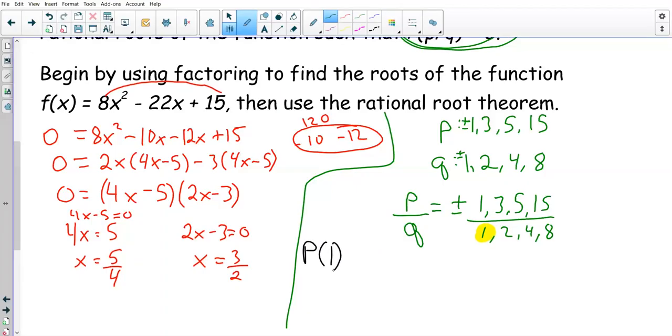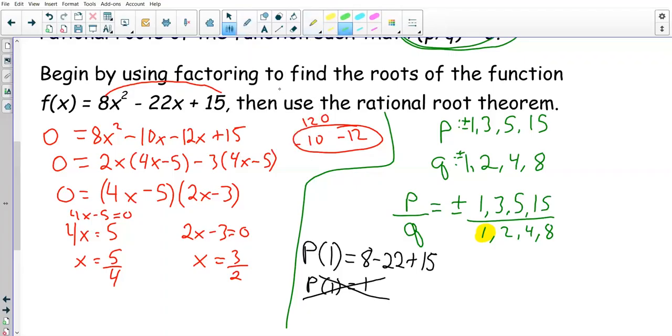If I do P of 1, that's 1 divided by 1, either positive 1 divided by positive 1 or negative 1 divided by negative 1, and I go to evaluate that. My function was 8x squared minus 22x plus 15. And so we can see that P of 1 is equal to 1. So 1 is not a root, right? That doesn't work. We can get rid of that.